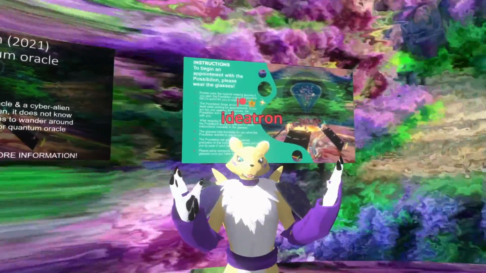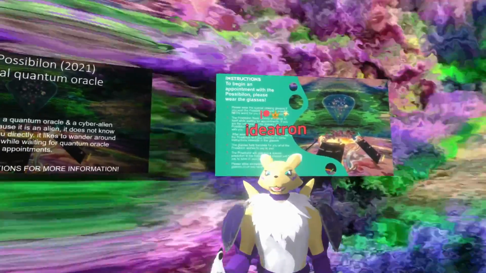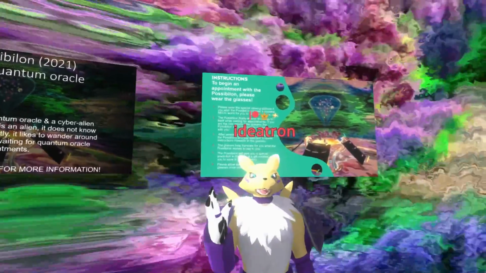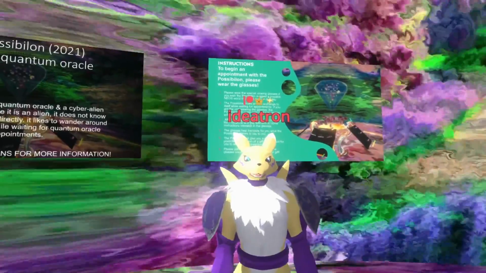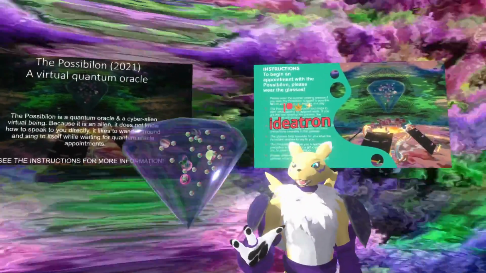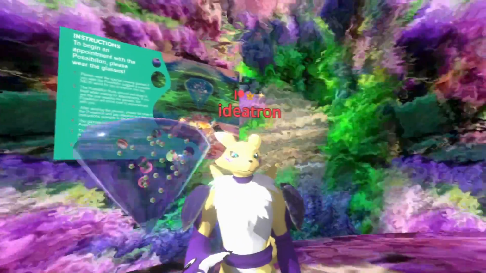So I'm in Neo's VR, nice to meet you all, I'm Ideatron. And what I'm going to show you today is a quantum computing cyber alien virtual agent or non-player character. It has machine learning. You can hear it in the background. There's a Possibilon. Hello. The Possibilon's stalking me now.